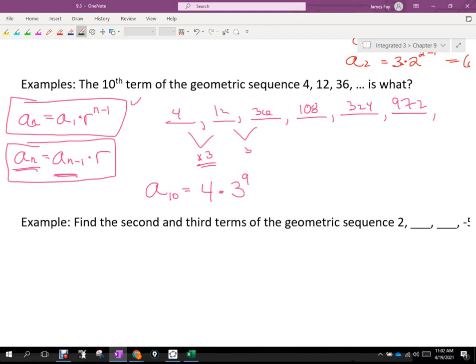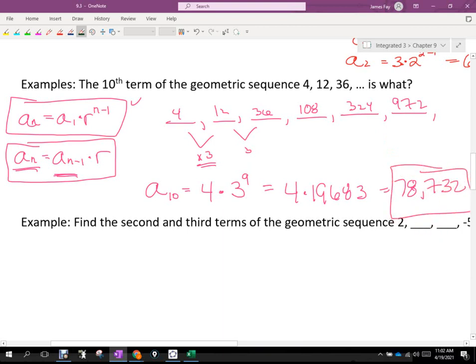So 3 to the 9th is 19,683. So we have 4 times this, and we'll multiply those together. That gives me 78,732, and that's the 10th term in that sequence, okay? Which is more efficient than saying, okay, I'm going to take 972 times 3, and then take that number times 3, and then that number times 3.